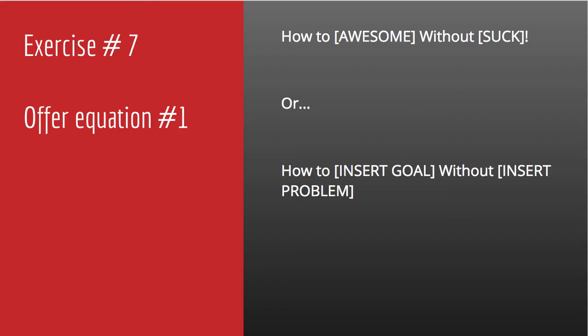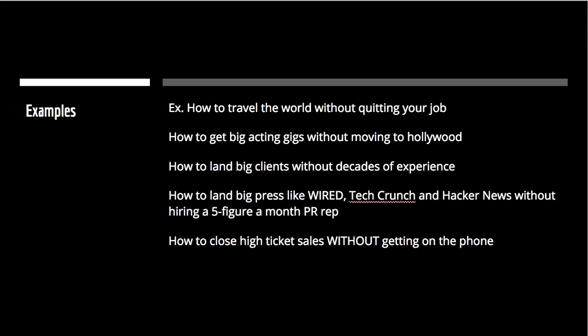Exercise number 7. This is our first offer equation. So it goes something like this. How to do an awesome thing without something that sucks. In other words, how to reach your goal without something that you don't want to do. So what does that look like? How to travel the world without quitting your job. Okay, how to get big acting gigs without moving to Hollywood.